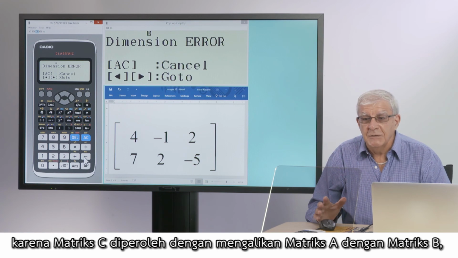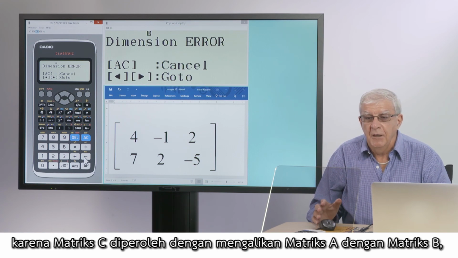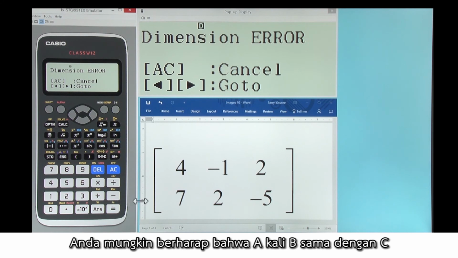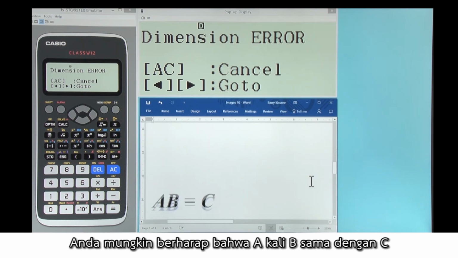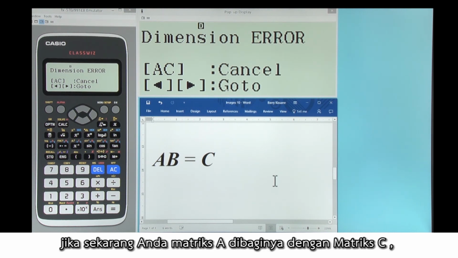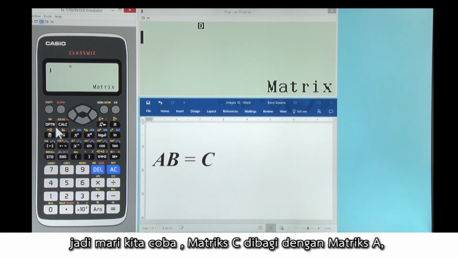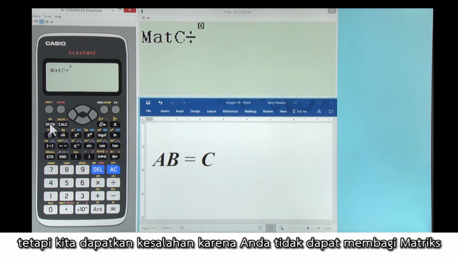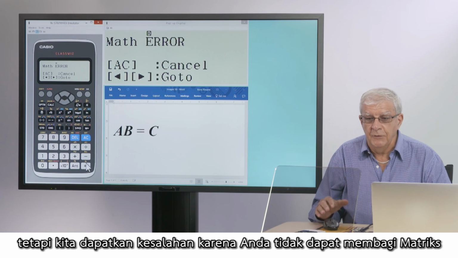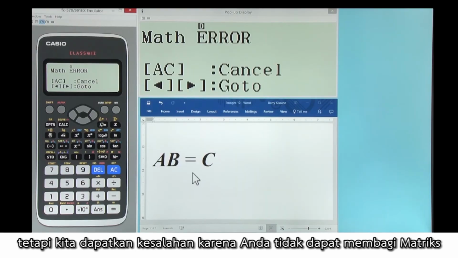Since matrix C was obtained by multiplying matrix A by matrix B, you might expect that A times B is equal to C. If you now divided matrix C by matrix A, again the result would be expected to be matrix B. So let's try that. Divide matrix C by matrix A, but we get an error because you can't divide matrices.